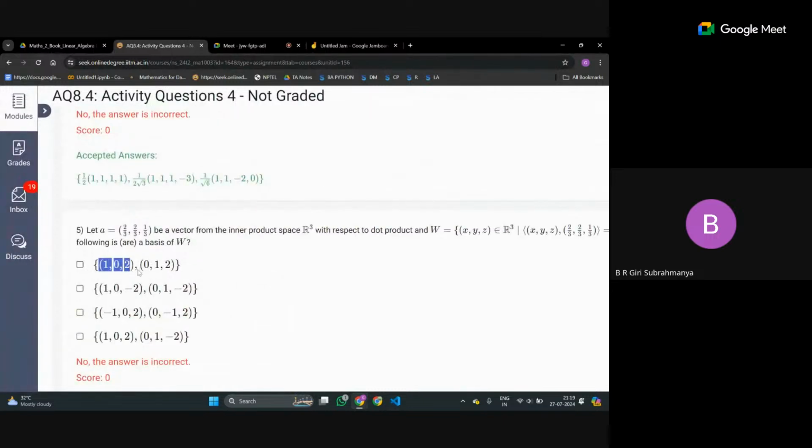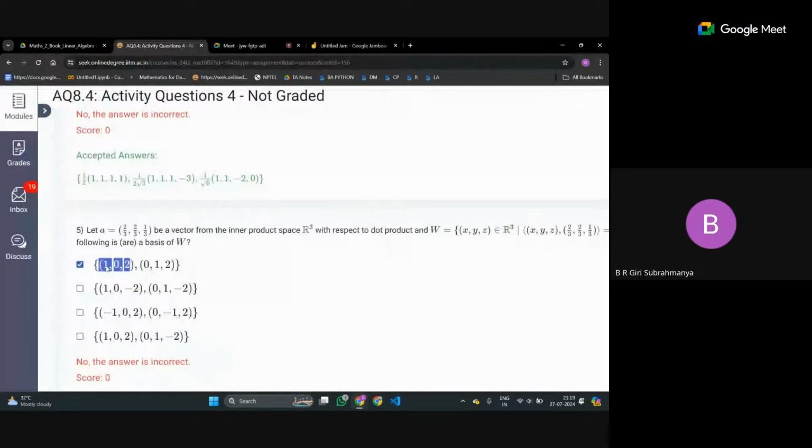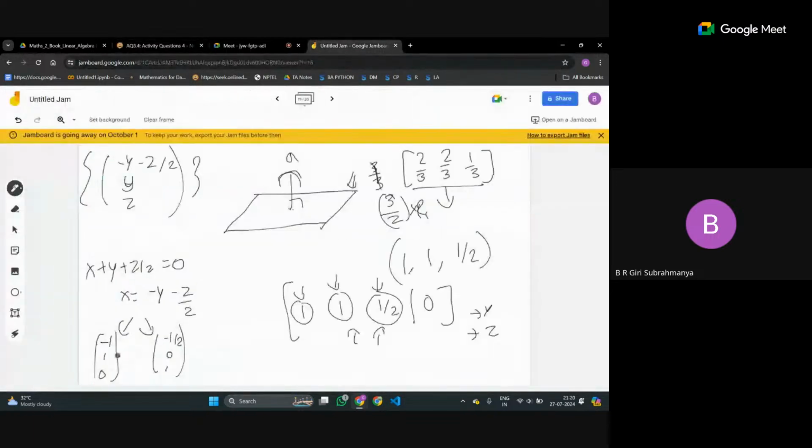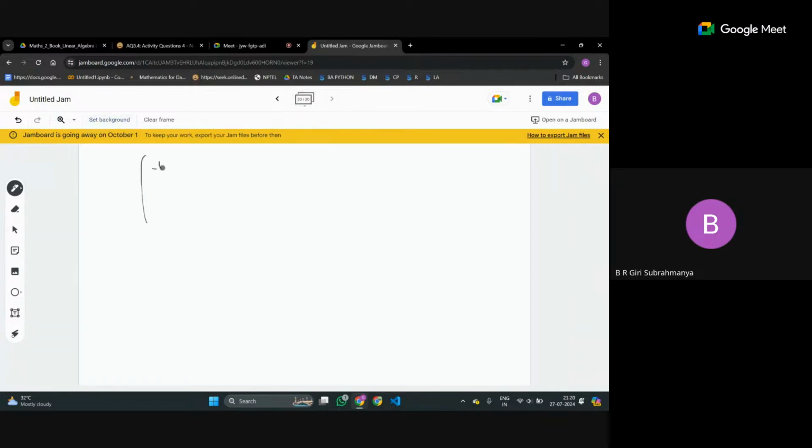Is 1, 0, 2 of this form? What I'm saying is, these two are the basis for the null space. Now every vector in the null space is going to be of the form minus y minus z/2, y, z. It's going to be of this form.